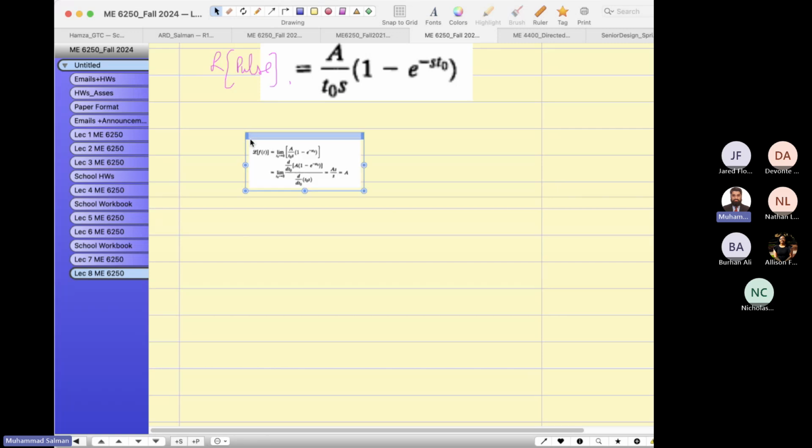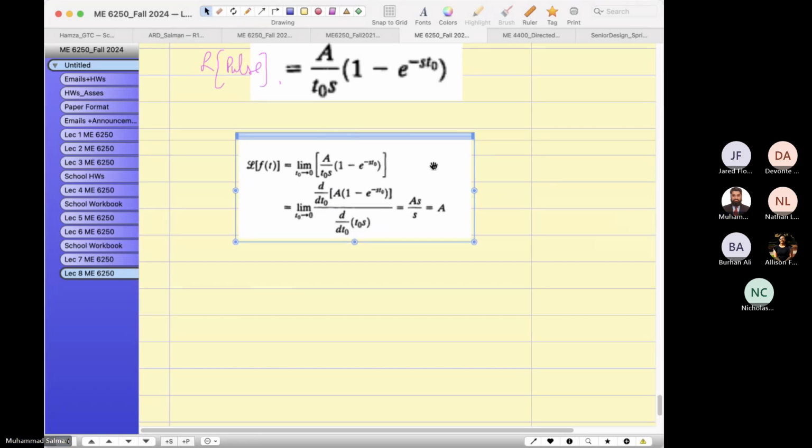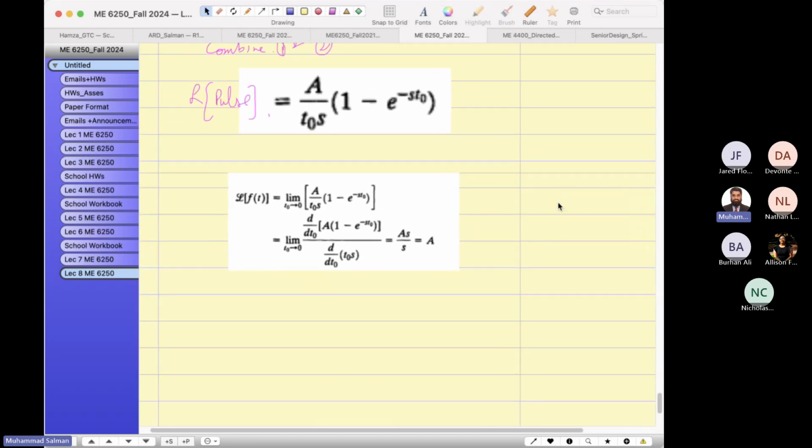then you will apply the L'Hopital rule to the pulse function. The same pulse function, but now t naught is going to limit to 0. When you bring it to 0, you have 0 in the numerator and 0 in the denominator, so you have to apply the L'Hopital rule to apply the limits: time derivative in the numerator. And for this one, you get negative s, t naught into negative s.